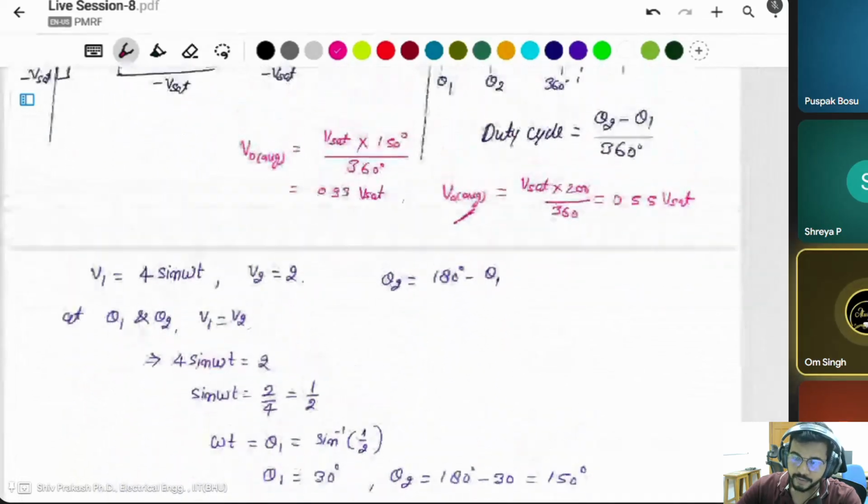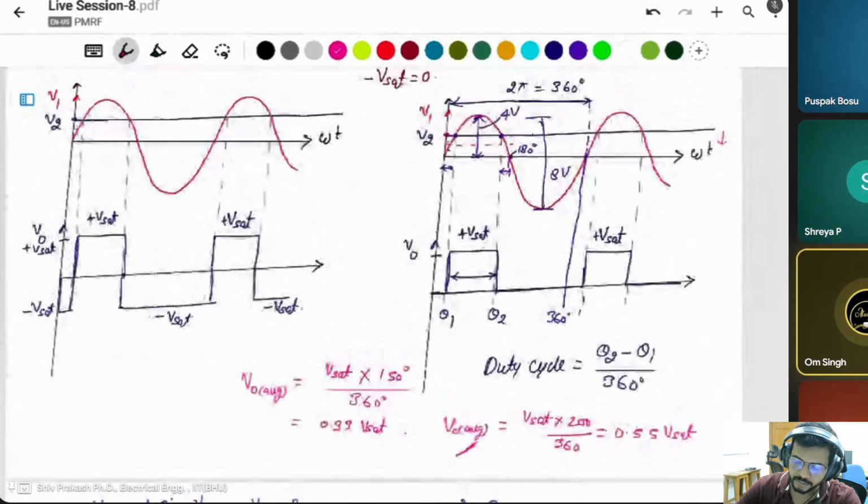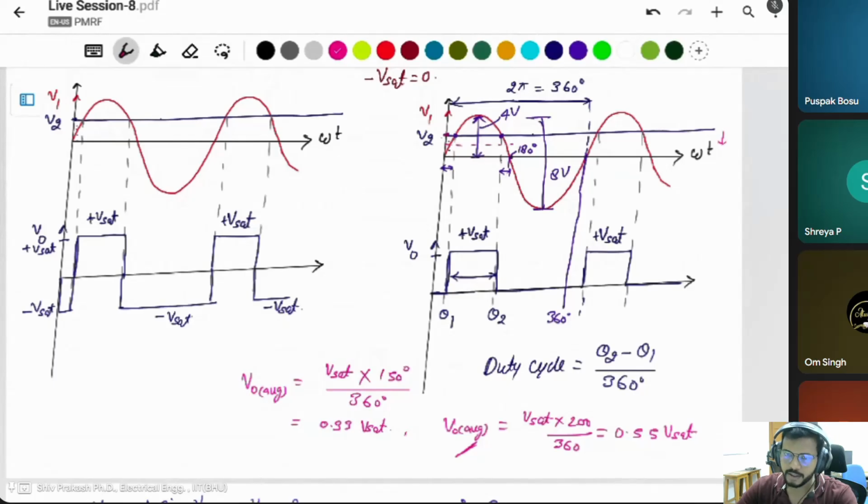Sir, if minus V sat was there, then the duty cycle would be 1, sir? This time the output voltage is 0 because the average is 0. Okay. In that case, if the output voltage is coming all the time, that means the duty cycle is 100%.